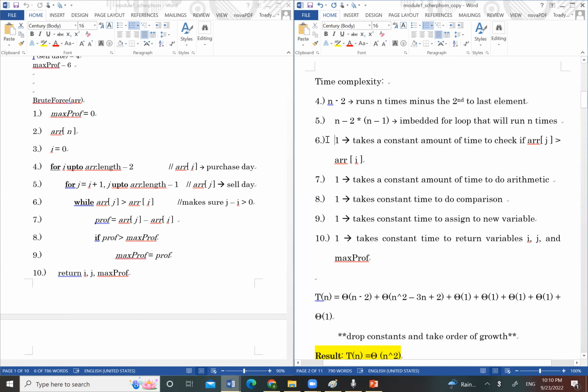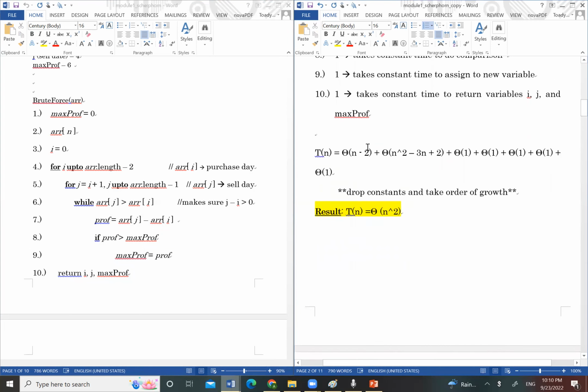But lines 6 through 10 are all constants. So the while loop here is a constant because we're just comparing. Line 7 is just basic arithmetic and assignment. 8 is just comparison, 9 is just assignment, and 10 is just returning. So these are all constants. So really we're only focusing on the outer loop and the inner loop.